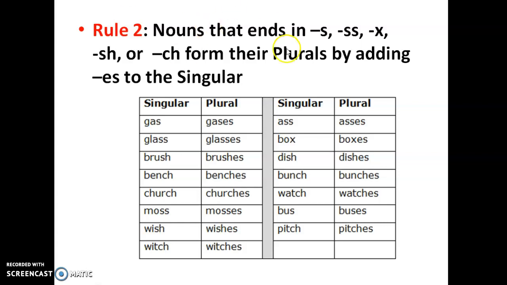So you have to know the condition. So whenever the word ends with S or Z or X, you can take example box. B-O-X is box. Boxes means B-O-X-E-S. Okay. Then I already told about S-H and C-H. So for those words, the plural will have E-S at the end of the word. Okay. This is rule number 2.